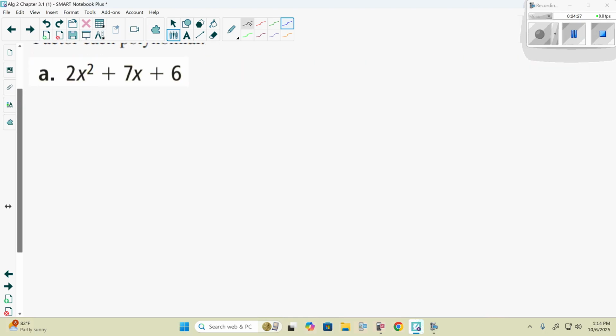Let's look at this one. Greatest common factor between 2x squared, 7x, and 6.